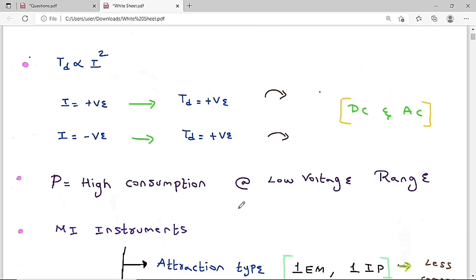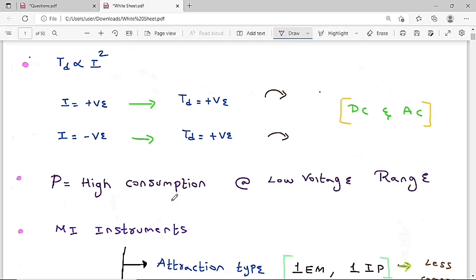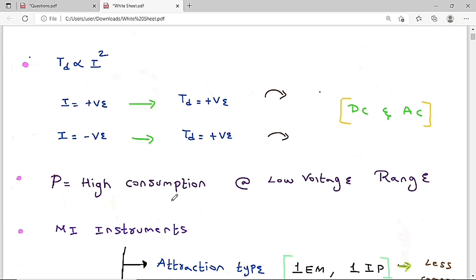Whereas for power, at the low voltage range, the power consumption is very high in the case of MI instruments, because there is an electromagnet, and also there is an air gap between the iron piece and the electromagnet. So it consumes more power in order to attract or repel the moving iron piece, which is somewhat far away from the coil. The power consumption is very high during the low voltage range because the gap between the coil and the iron piece is somewhat more.